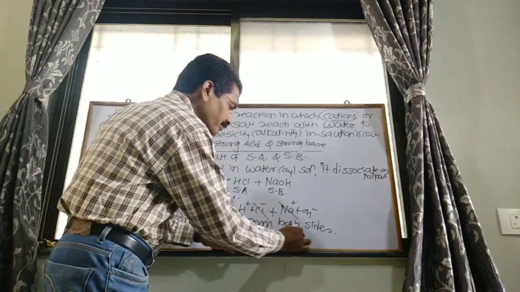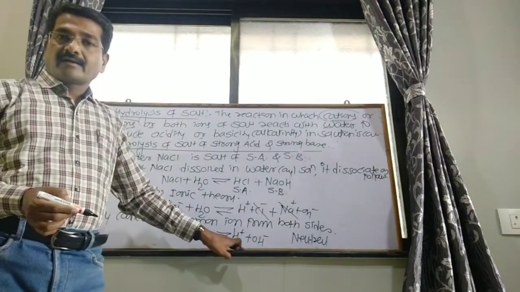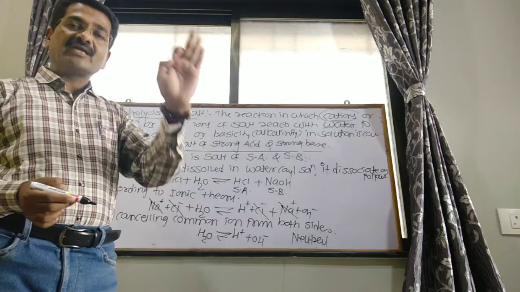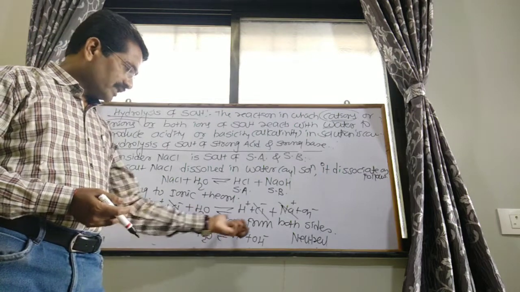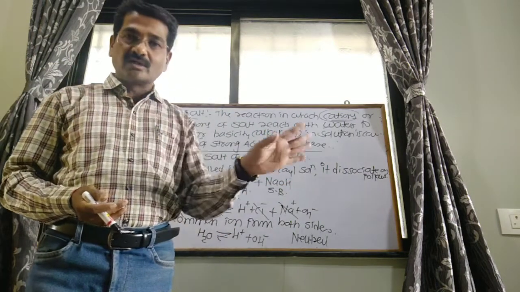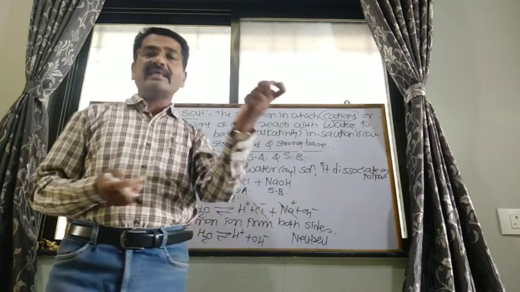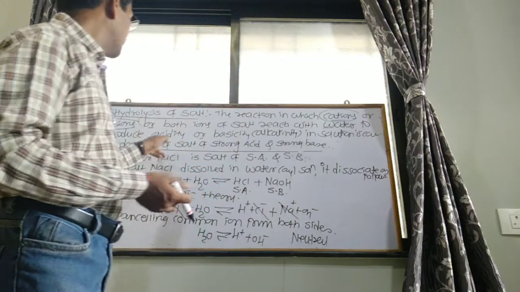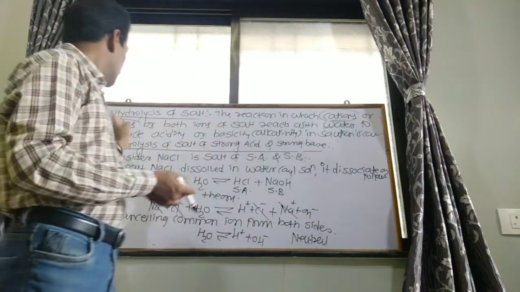Hence this solution becomes neutral in nature, having the pH exactly equal to 7. Since both H plus and OH minus are equal, it does not give the acidic or basic nature. This solution is neutral in nature because it is the salt of strong acid and strong base. So this is the third salt.